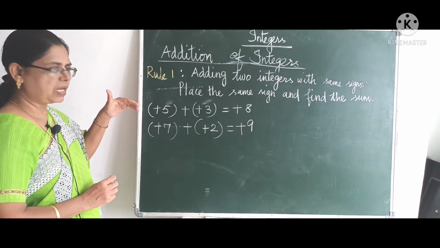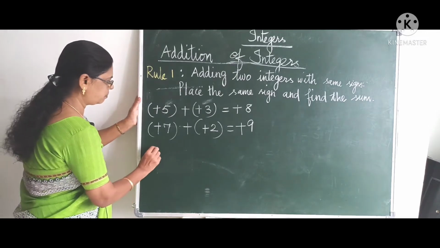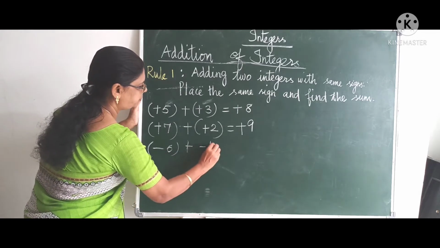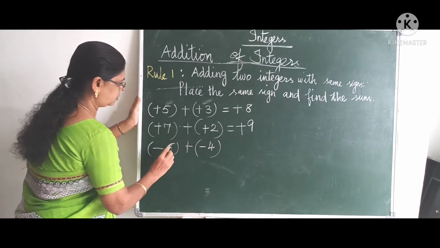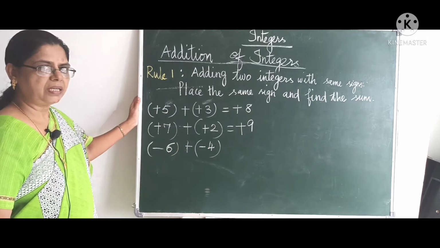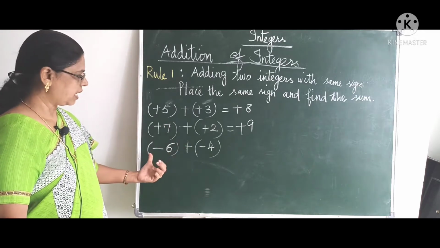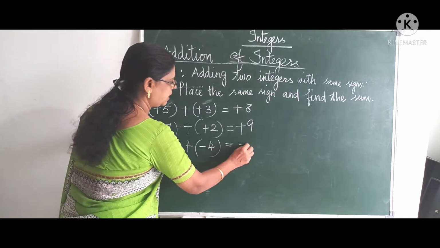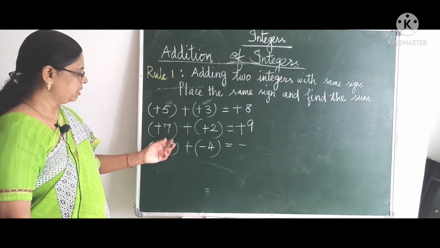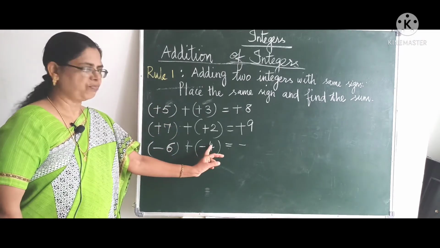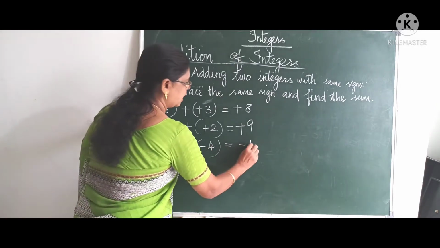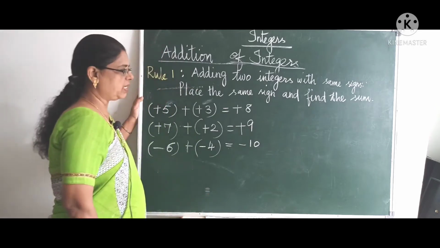In the same way, we can add negative integers also. Minus 6 plus minus 4. Both the integers have the same sign. Which sign? They have minus sign. So place minus sign and add the numbers. Find out the sum of the numbers. Take only 6 and 4. 6 plus 4 is 10. So the answer is minus 10.